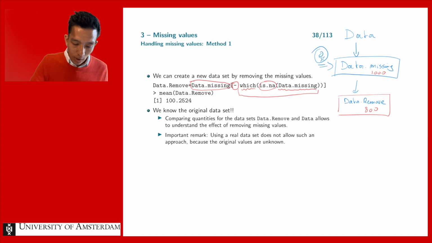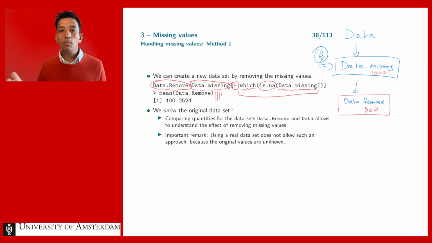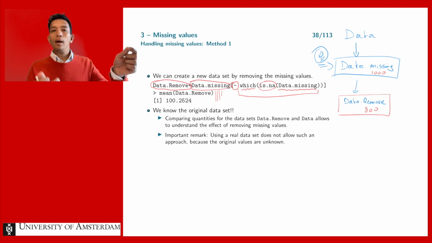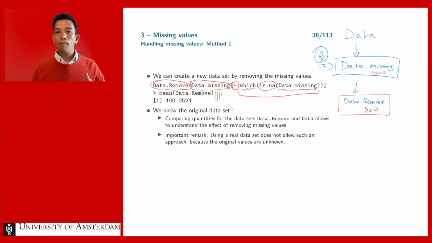All right, so then my data.remove is a dataset without any missing values, and for example, I can calculate a mean. In this case, the mean is 100.25. We call that the theoretical mean is 100, that's what's based on the simulation. Then the empirical mean of the dataset without missing values was 100.42. So you see that by removing some of the observations, I changed my mean, but in this case, we are still close to the mean of my original data sets.